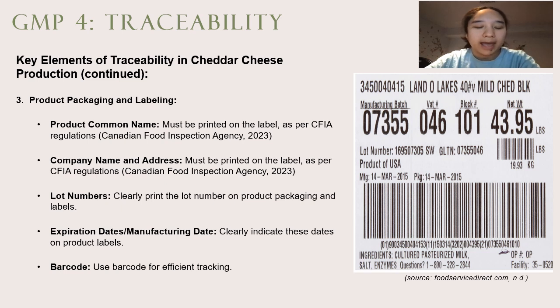Expiration date and/or manufacturing date. These dates are very critical for the customer or the consumer to determine the shelf life of the product. So they have to be clearly indicated on the label and the packaging as well. And last but not least is a barcode for efficient tracking of the product.